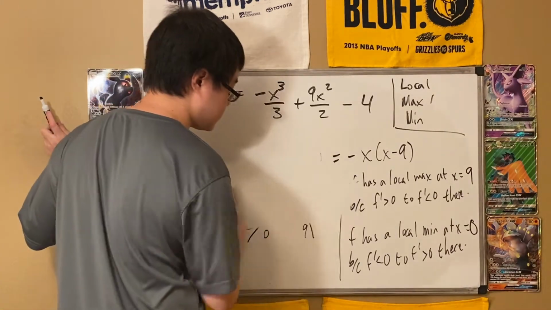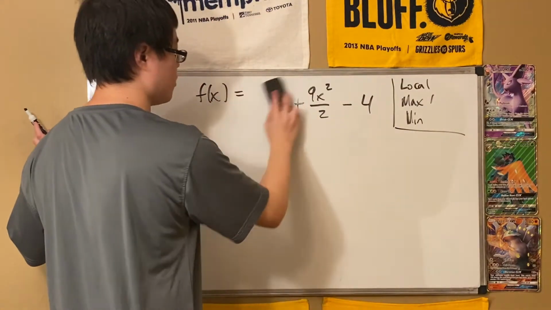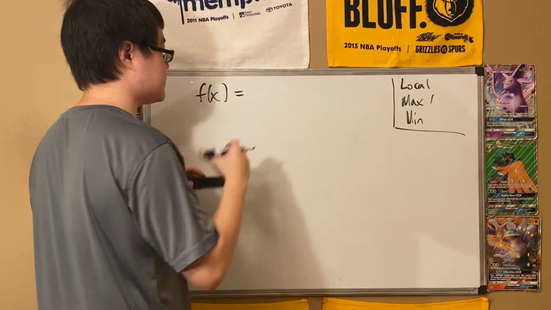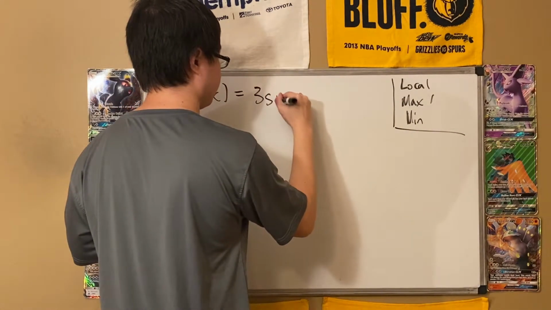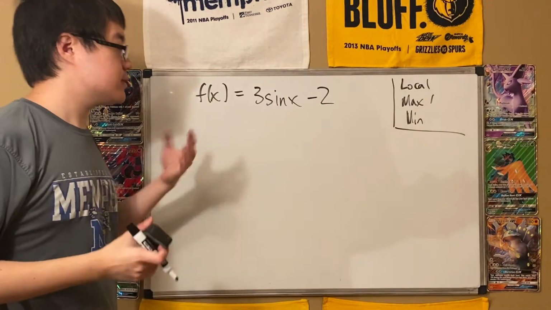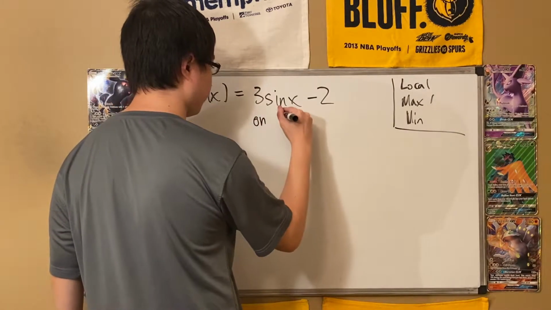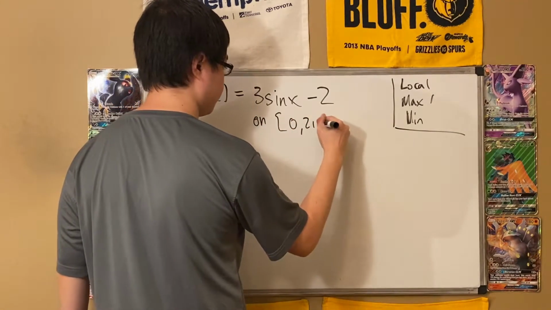So we're going to erase this. We'll keep our little sign up. What we're trying to do, local max or min. And we're going to do, let's say, 3 sine of x minus 2. So this is going to be in my next one. And because this is trig, then usually this is fixed on an interval. So we're going to fix this interval from 0 to 2 pi.